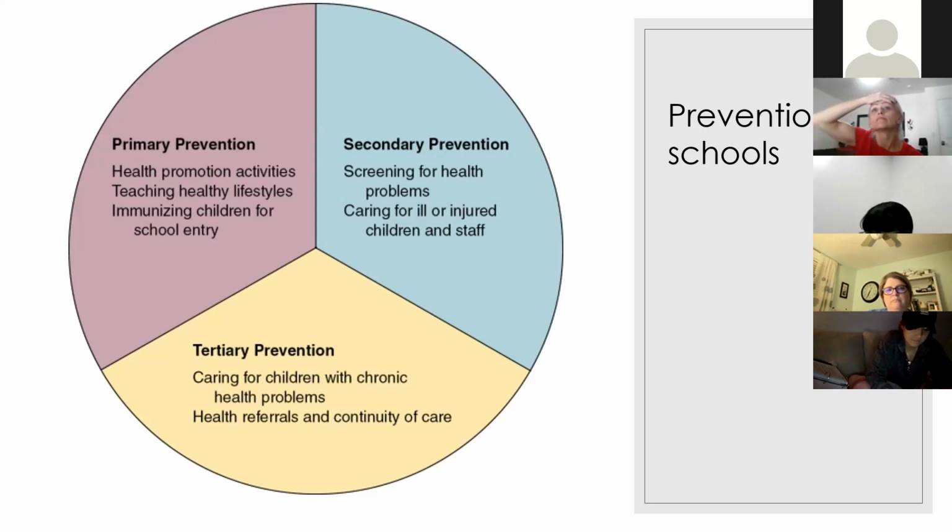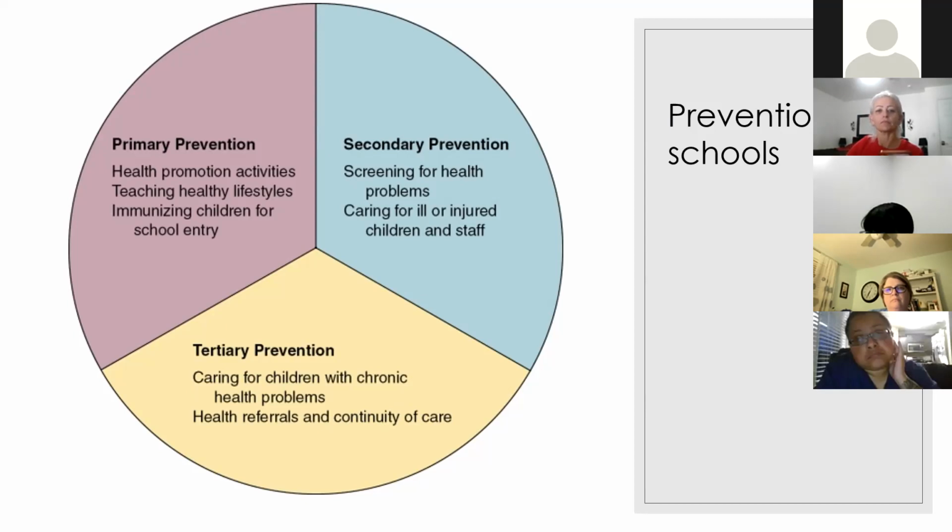And we're going to care for a kid that has a broken thumb or a child that's injured on the playground. These are not going to be chronic conditions, but we're going to be screening for this and watching for this. When a kid comes in and says, my finger hurts, we're going to ask, does your finger hurt all the time, or did it just start hurting, right? And then on our tertiary, we're going to be caring for chronic health problems, like our asthmas. We're going to be doing health referrals, and we're going to make sure that they have continuity of care. Okay.